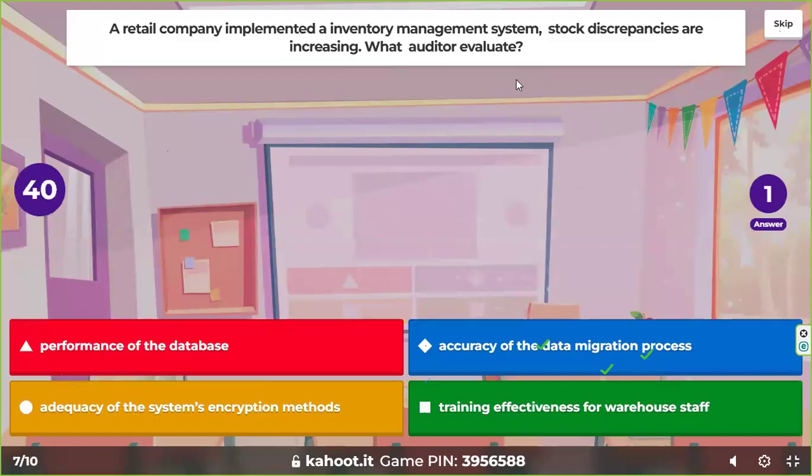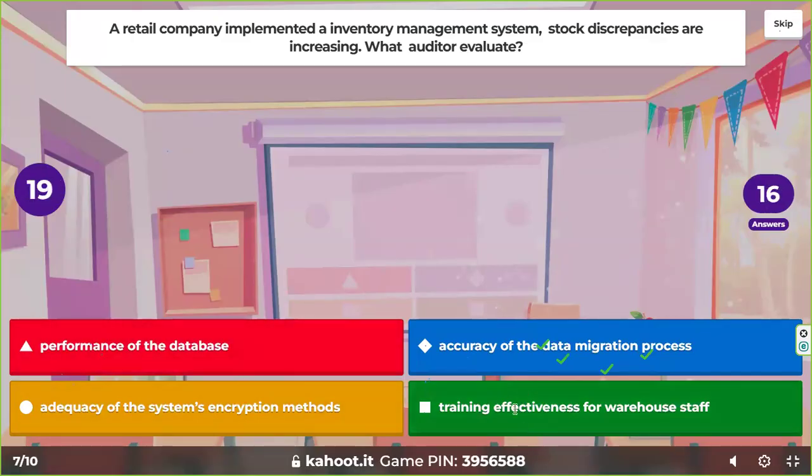This is also a tricky question. Just go through it. A retail company implemented an inventory management system. A stock discrepancy happened. So, what will the auditor evaluate? The database, or accuracy of the data migration, or the encryption method? So, the training, I think, has nothing to do with that.